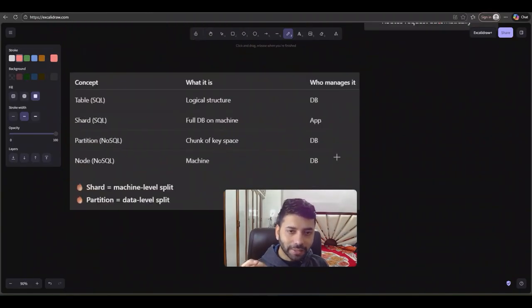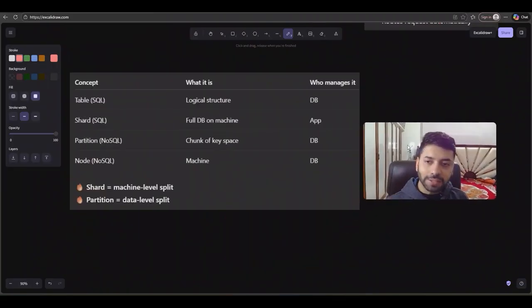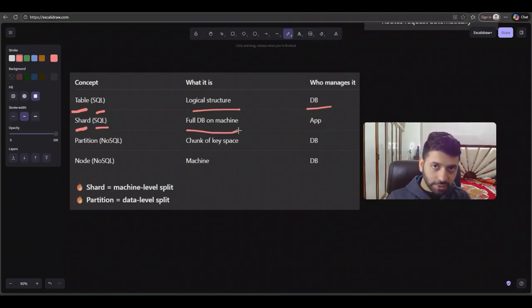So here is the chart which will make things easier for you. When we talk about a table in SQL, that is a logical structure and that is managed by the database, right? When we talk about a shard in SQL, it is like a full database on a different machine. Different shards are full, complete databases on different machines, correct? And that is handled by the app layer in SQL. This is an important thing to remember, because this is handled at the application layer. That is why sharding is complex in SQL.